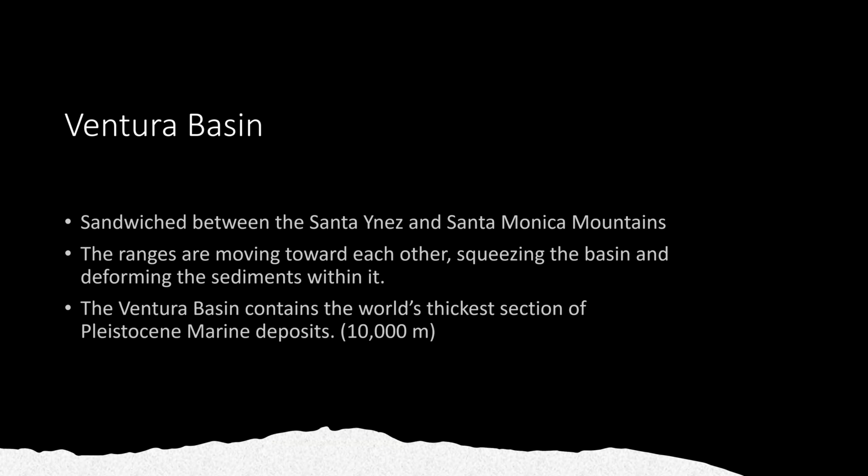Let's talk about the Ventura Basin. This is sandwiched between the Santa Ynez and the Santa Monica Mountains. The ranges are moving toward each other, squeezing the basin and deforming the sediments in it. So we see some slight metamorphism of the sediments in the Ventura Basin. It contains the world's thickest section of Pleistocene marine deposits, which is pretty incredible at 10,000 meters of just straight Pleistocene marine deposits.